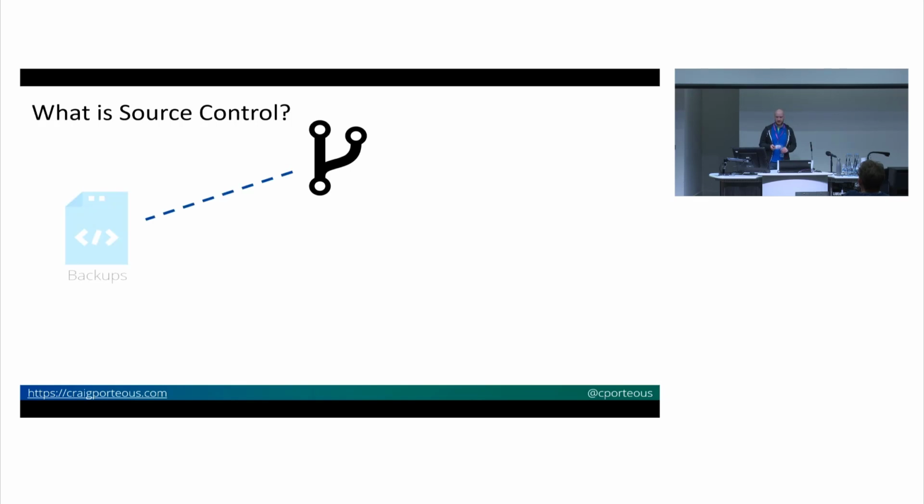The first one being backups. Source control is important because it gives you backups of your content. This might be second nature to most people, but some people still store things on their laptops without any sort of cloud storage or anything like that. So source control is about your backups of that content.